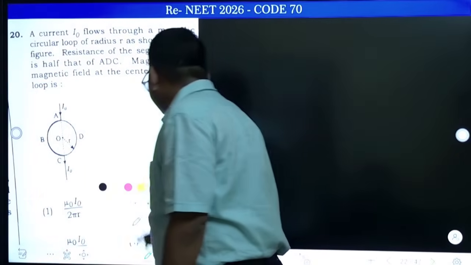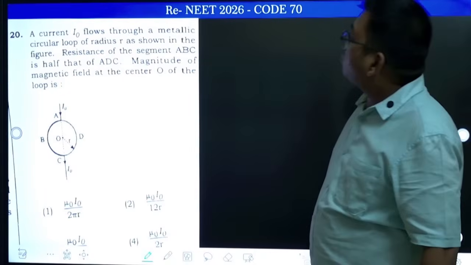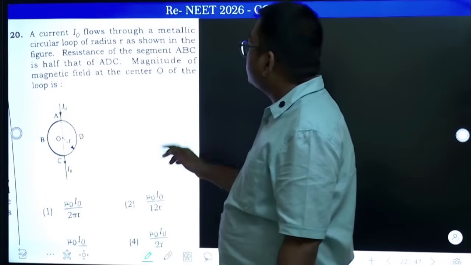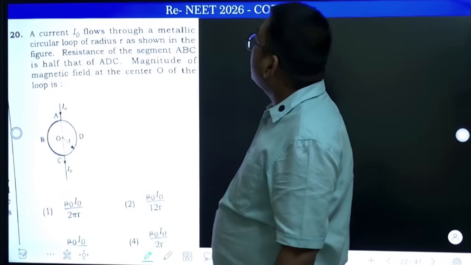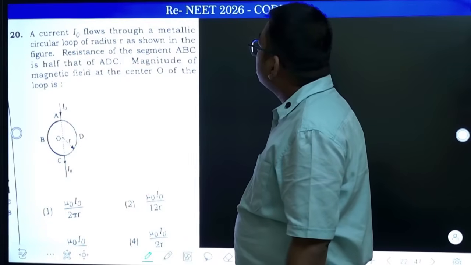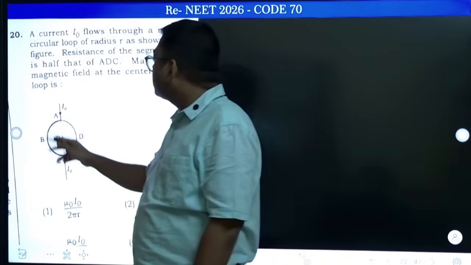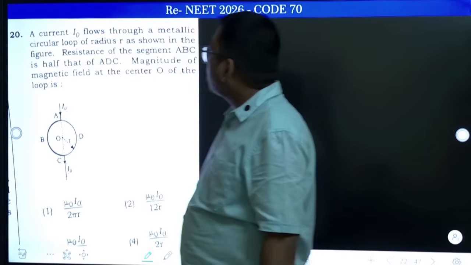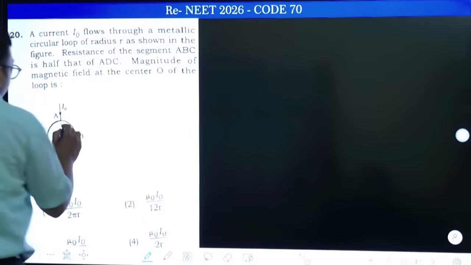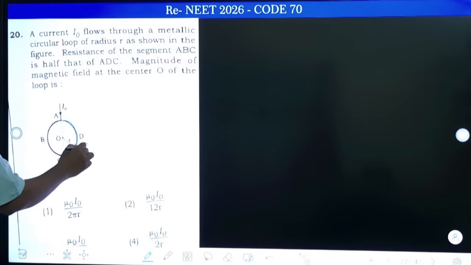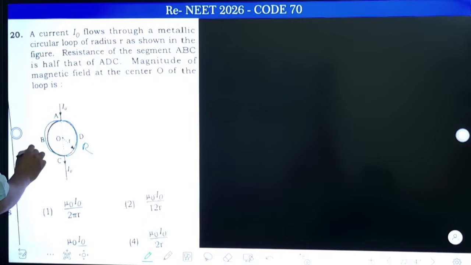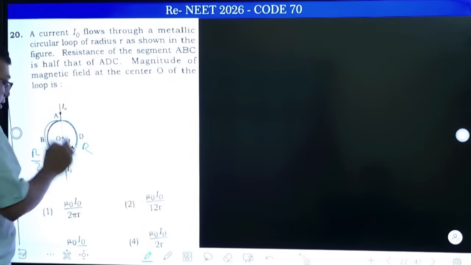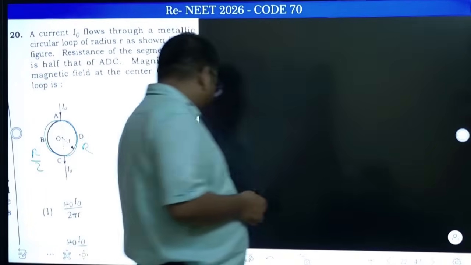Next question. A current I naught flows through a metallic circular loop of radius R. So some current is flowing like this. Two segments are there, ABC and ADC. Resistance of segment ABC is half of that of ADC. Suppose the ADC side resistance is R, then this side resistance becomes R by 2. What is the magnitude of magnetic field at the center? So magnetic field depends on what?